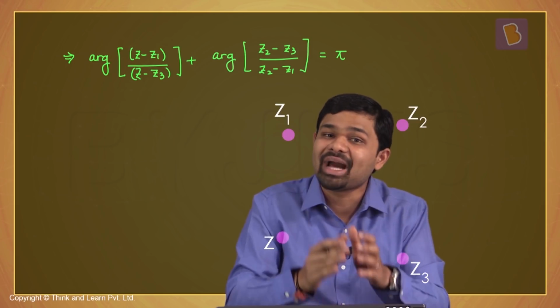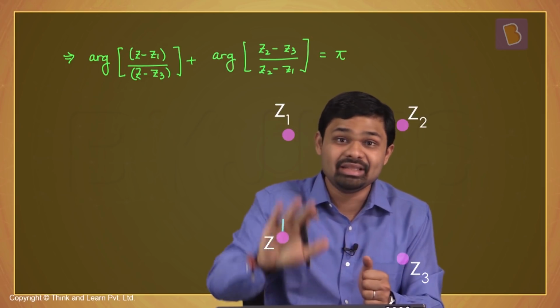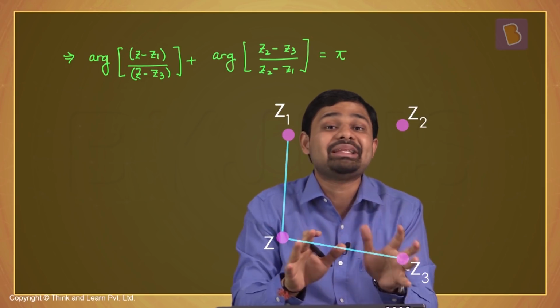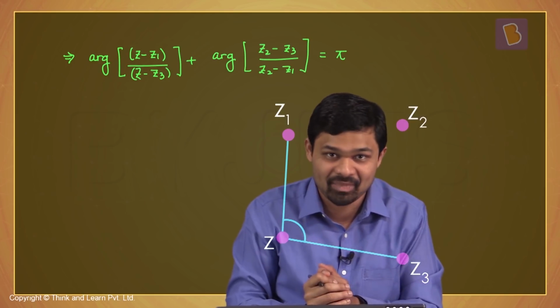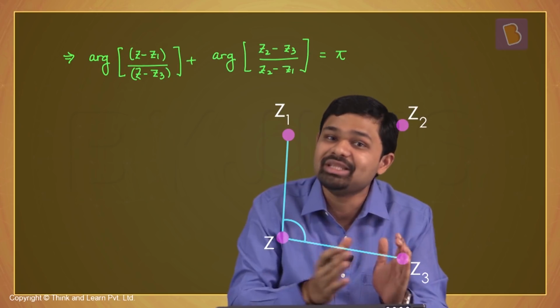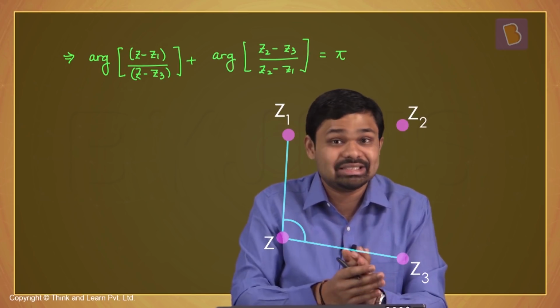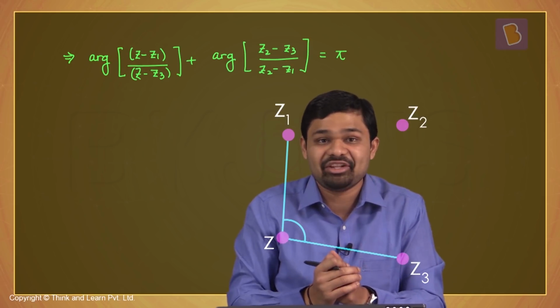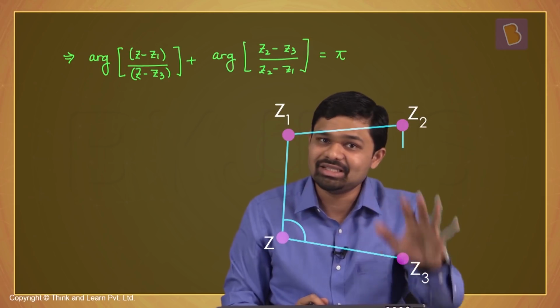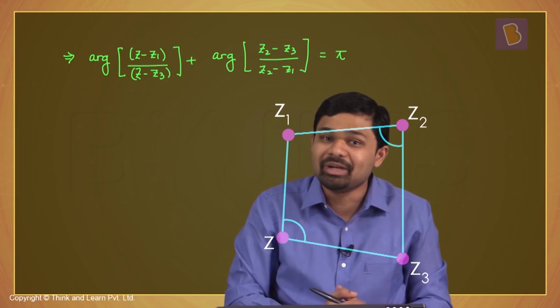Argument of (z minus z1) divided by (z minus z3). Now what's that? This complex number and this complex number, the angle formed between them. So z minus z1, z minus z3, the angle between them is going to be the argument. And then you have z2 minus z1 and z2 minus z3. The argument of that is going to be the angle formed between them.